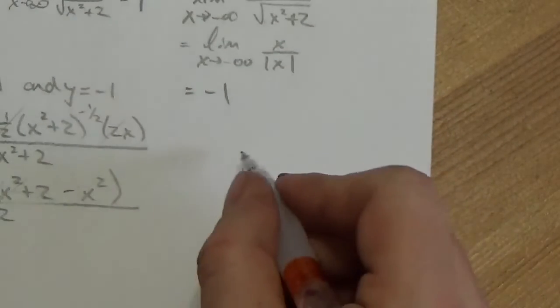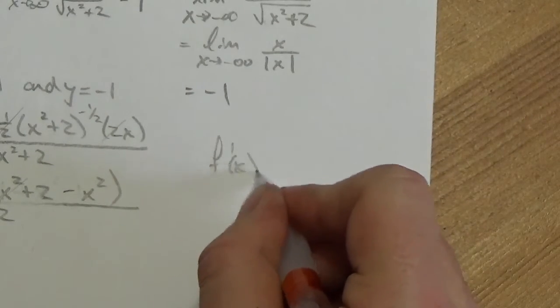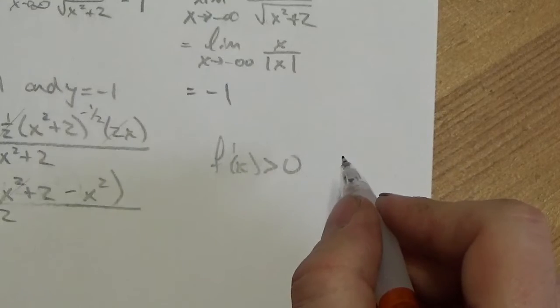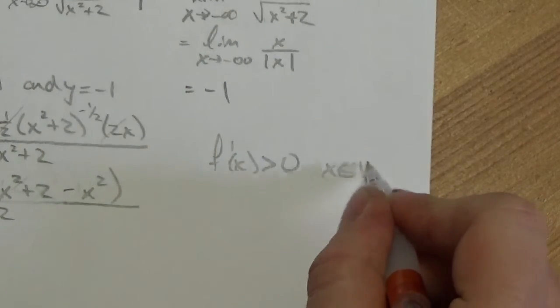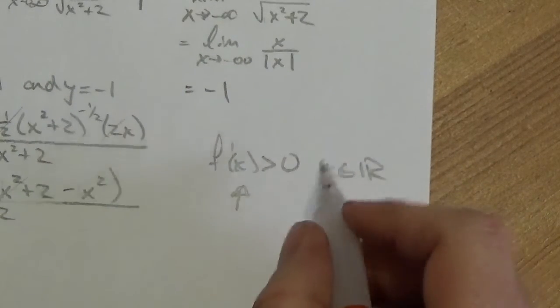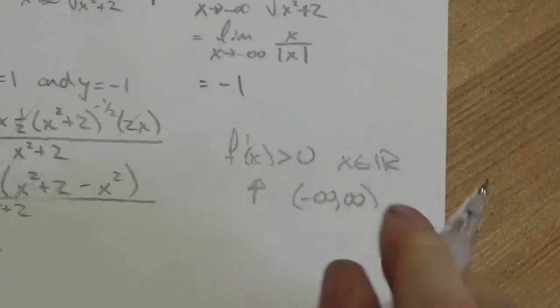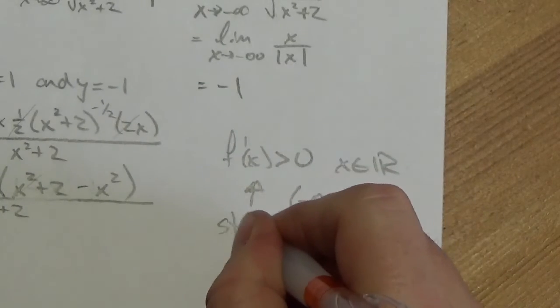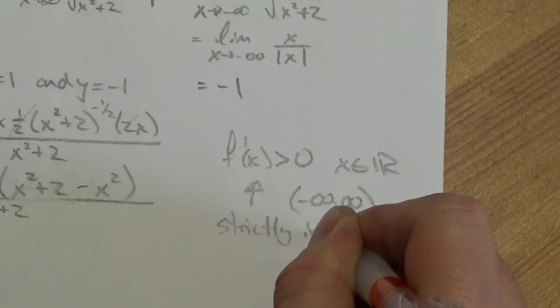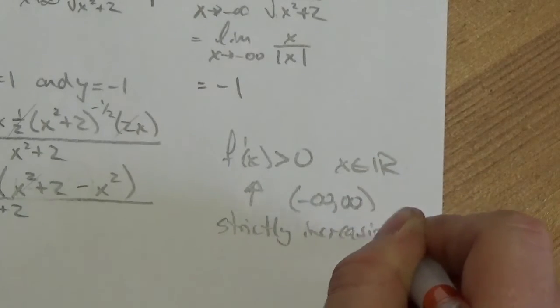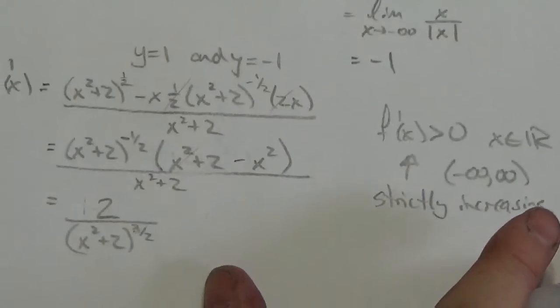And it turns out this thing is always positive. Okay, so we know that f prime of x is greater than 0 on the interval here where x is an element of the reals. That means this thing is positive, or increasing, on the interval negative infinity to infinity. In fact, it's strictly increasing. It is always increasing. That was wonderful.